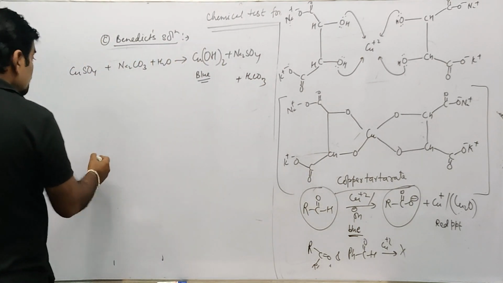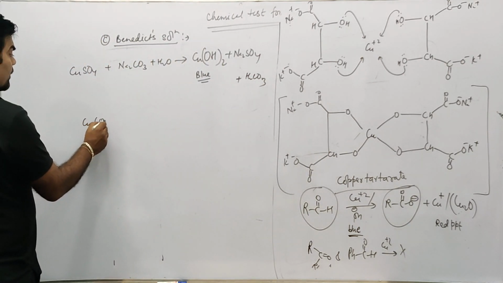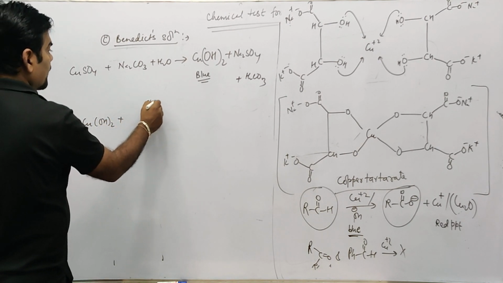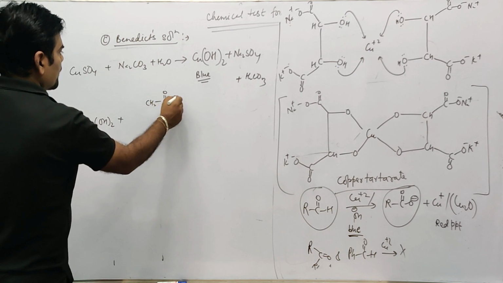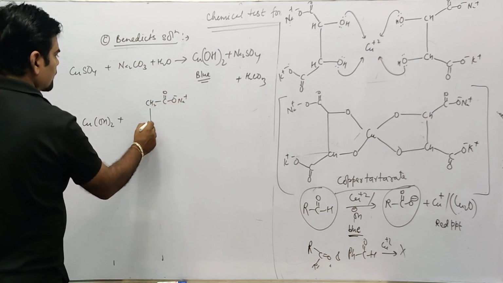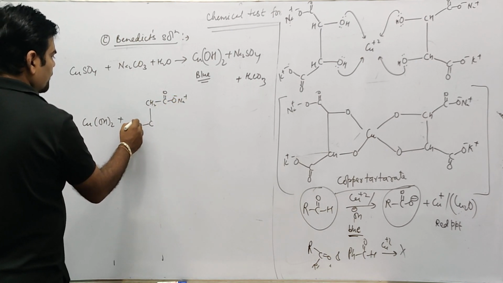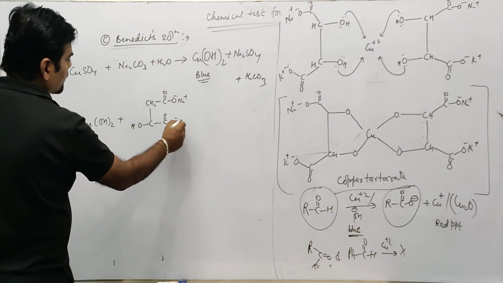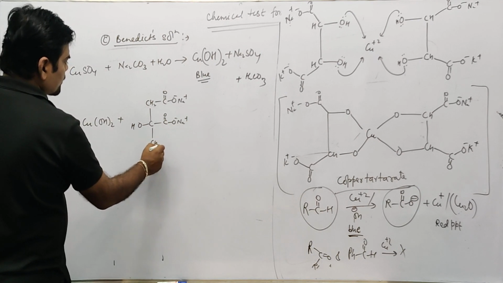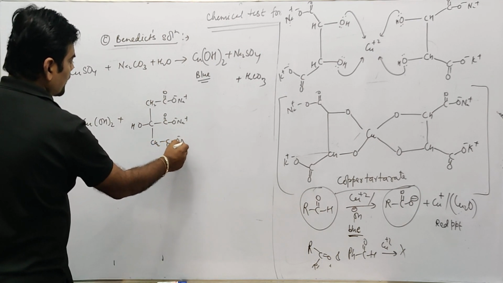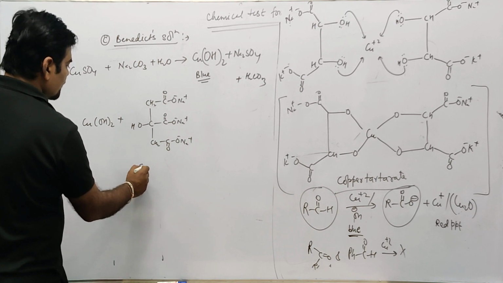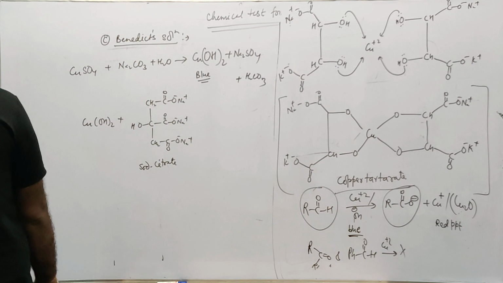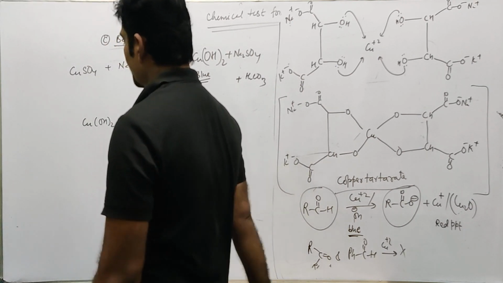Okay. Now when copper hydroxide is mixed with sodium citrate, CH2, C double bond O, O minus, Na plus, then C, OH, C double bond O, O minus, Na plus, and over here CH2, C double bond O, O minus, Na plus. This is sodium citrate. Then they will form a complex.